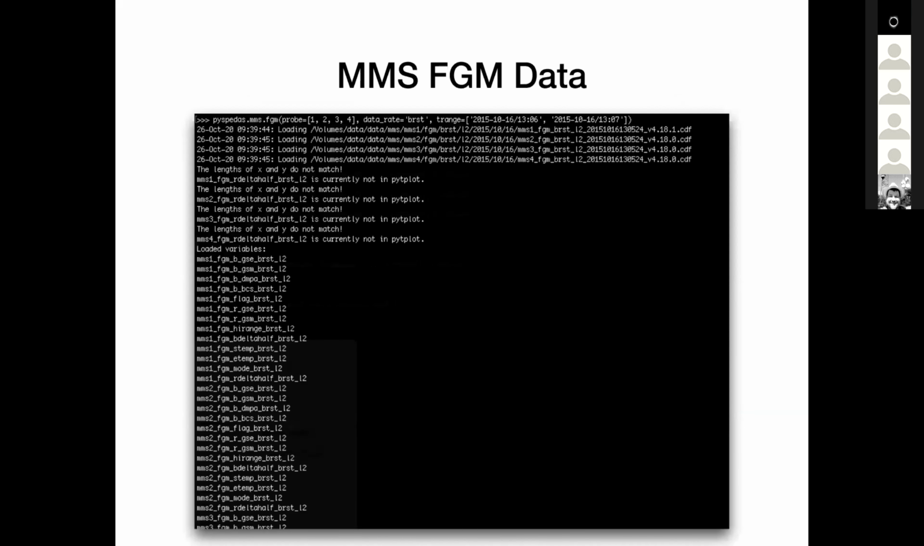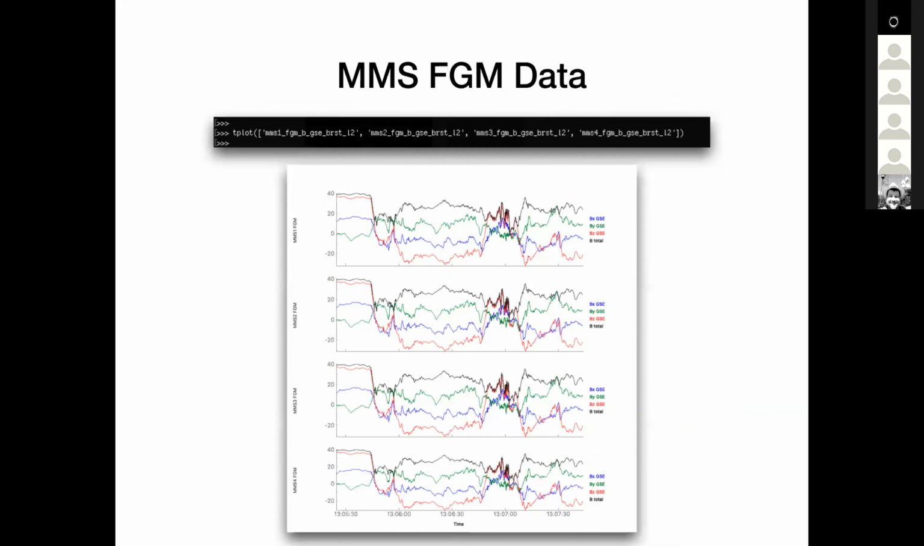So here's another example with MMS FGM, and this time we're setting the probe keyword to all 4 probes, so 1, 2, 3, and 4, but requesting the same time range and setting the data rate to burst. And since I already had the data files stored locally, it's just loading the data files. And it loaded the data for all 4 spacecraft. And in this example, I called tplot on the B field in GSE coordinates for each spacecraft. So it's MMS1 on top, followed by MMS2, followed by MMS3, followed by MMS4.